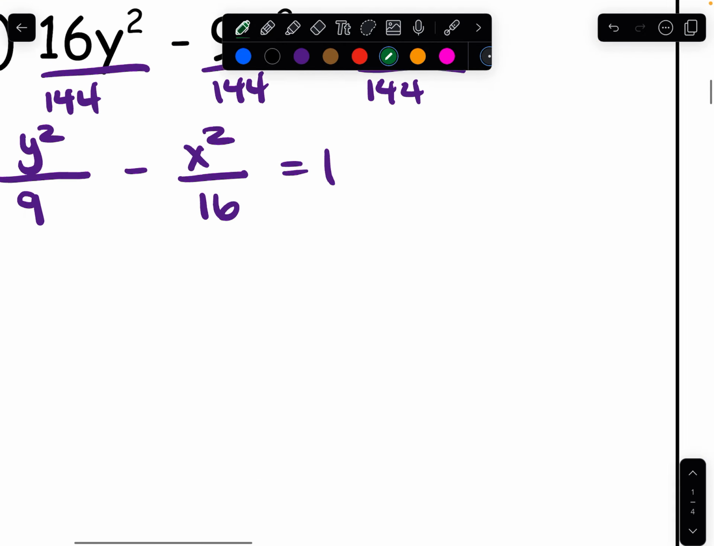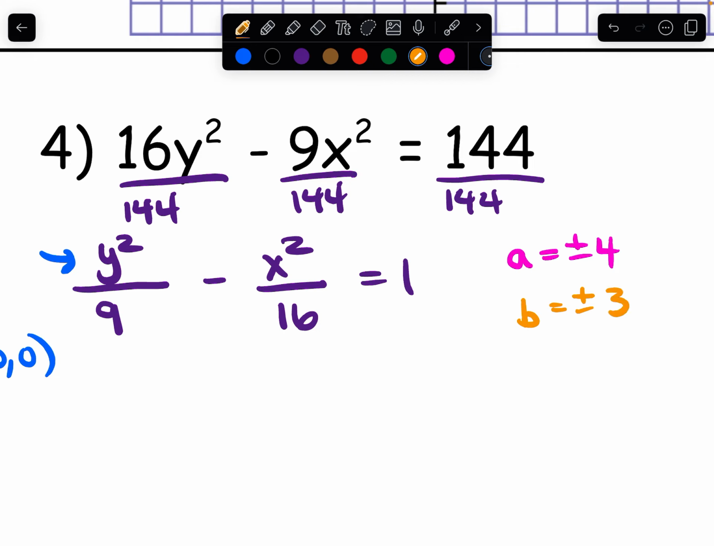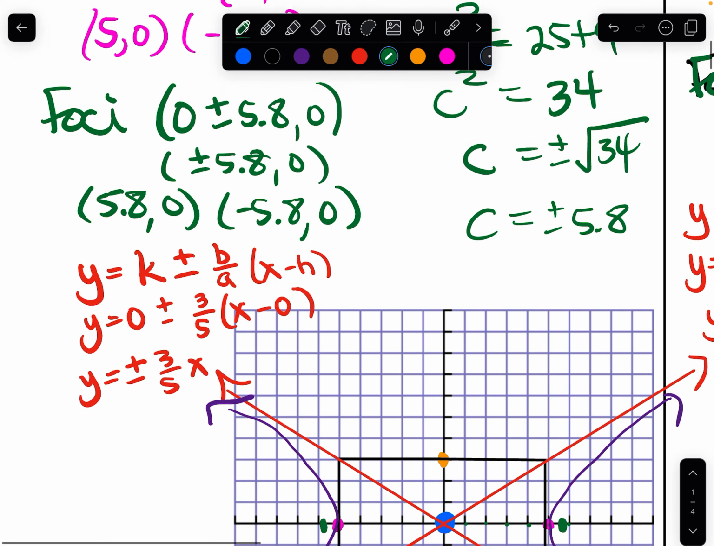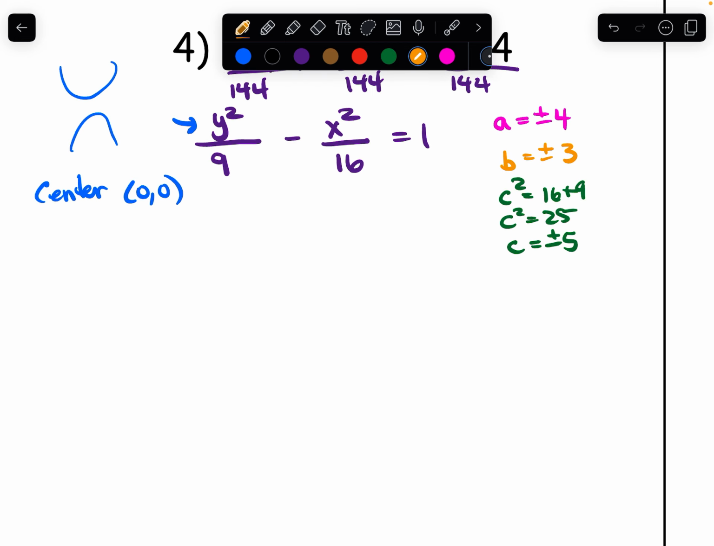Okay, A is pink. So my A value is what is underneath x, so my A value is plus or minus 4. My B value is plus or minus 3. It's the number that's underneath y. My C value is 16 plus 9, which is nice because this comes out to 25. So C equals plus or minus 5. Okay? So what is going to change on this is the y value.